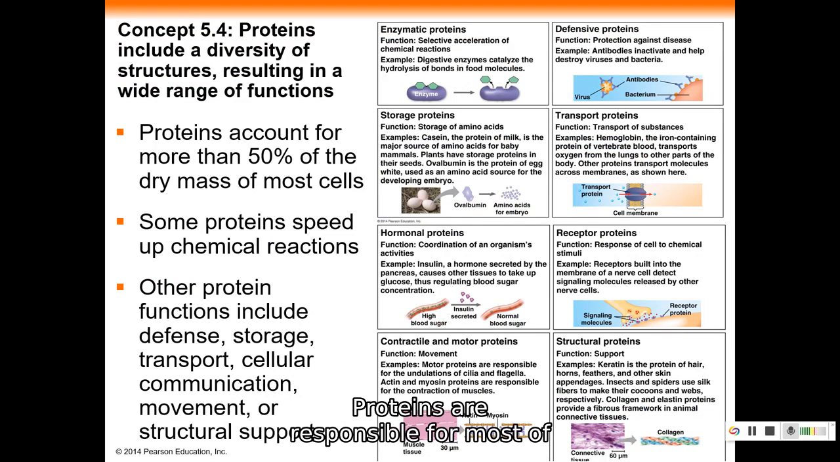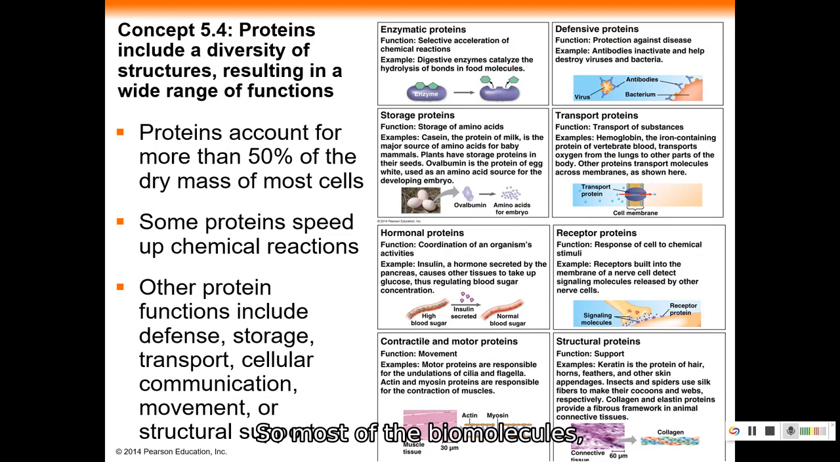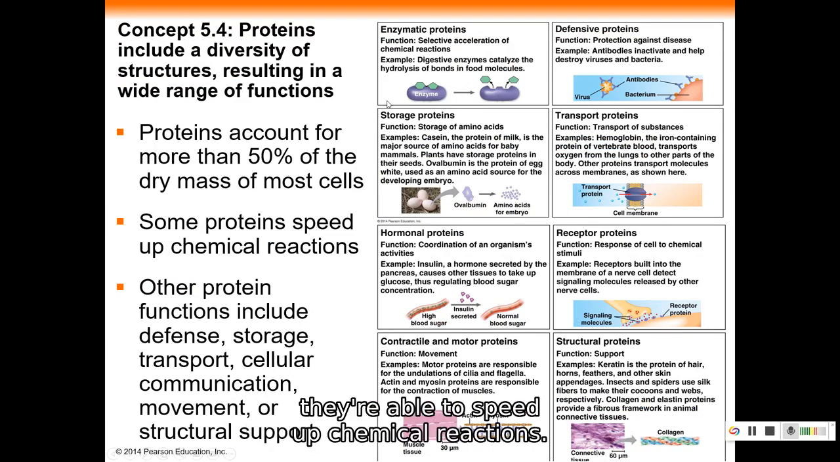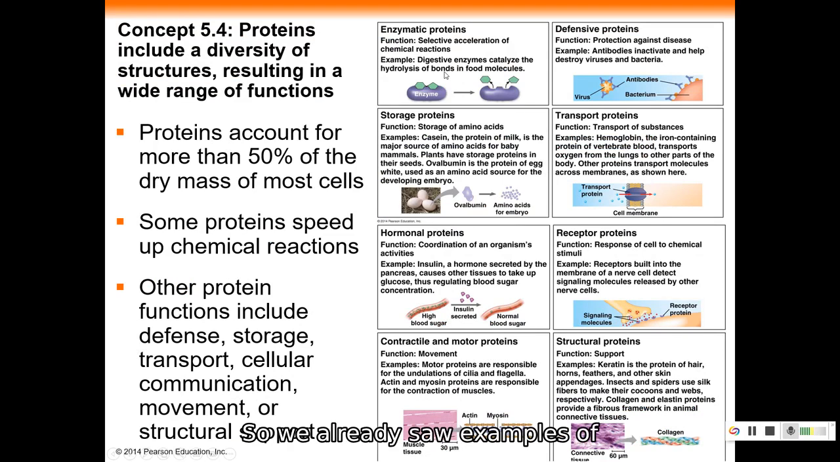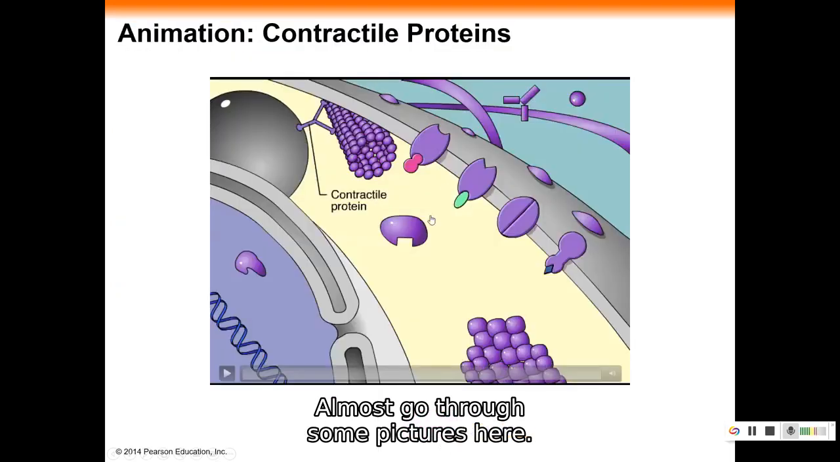Proteins are responsible for most of the stuff that your cell is actually doing. Proteins are about 50% of the dry mass of your cells, so most of the biomolecules of your cells are in proteins. Some proteins are enzymes. Enzymes are able to speed up chemical reactions. So we already saw examples of enzymes that help with dehydration, synthesis, or hydrolysis reactions. Proteins do other things. Let's go through some pictures here.